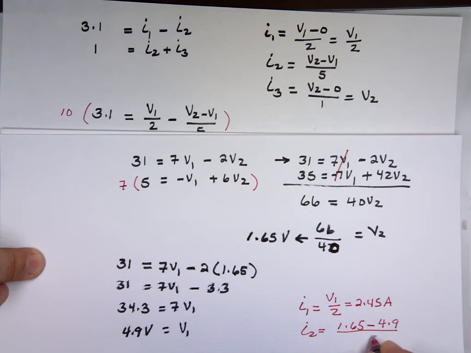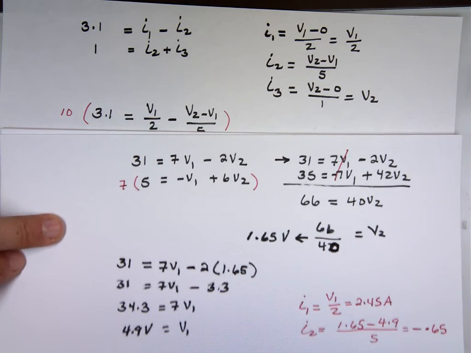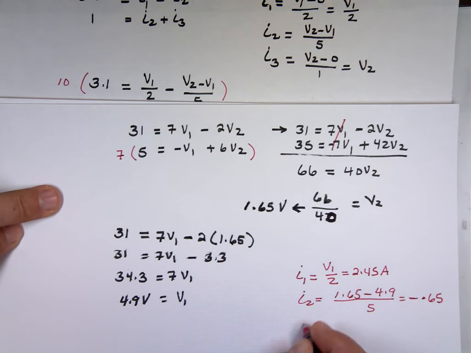And notice we were wrong on this direction. It should be going backward. 1.65 minus 4.9 divided by 5 is negative 0.65. And the last one is I sub 3, which is V2, right? 1.65 amps.